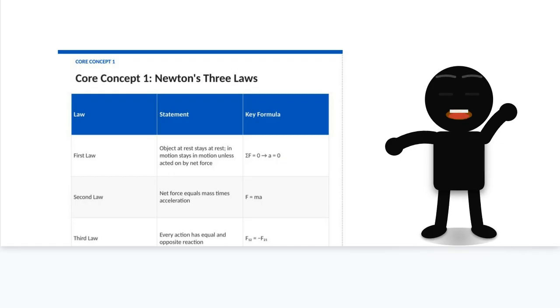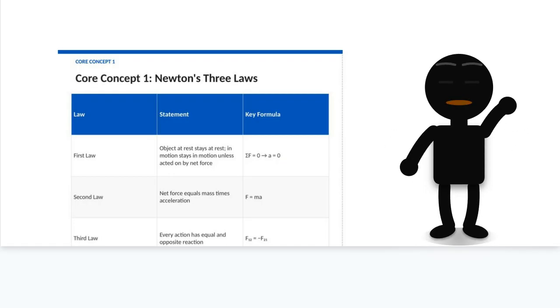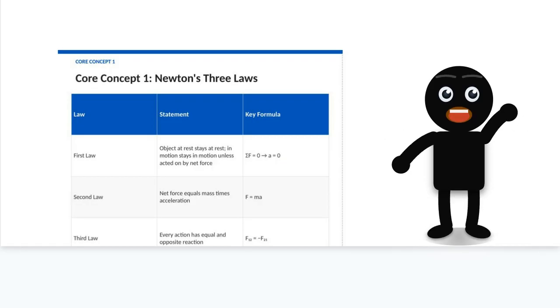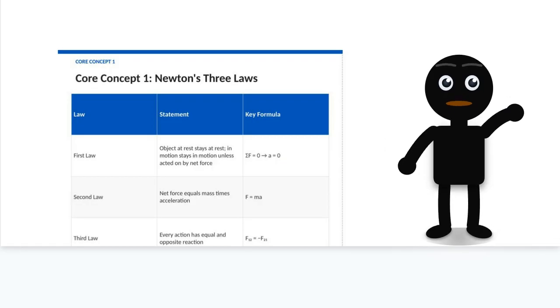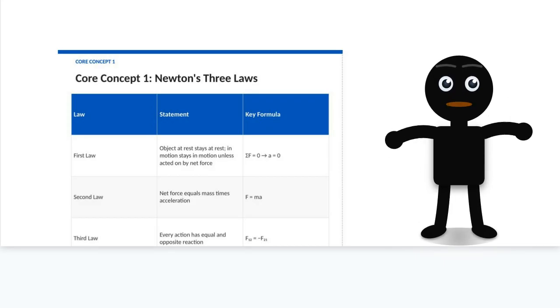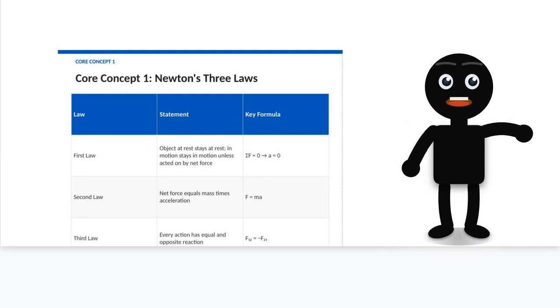Acceleration is defined as the rate of change of velocity. In simple terms, how quickly is your speed changing? The formula is a equals delta v divided by t, which means final velocity minus initial velocity, all divided by time. The unit is meters per second squared.